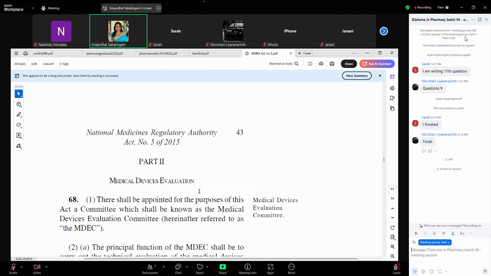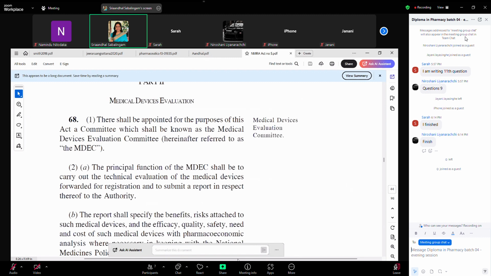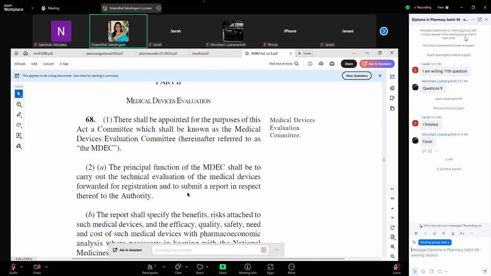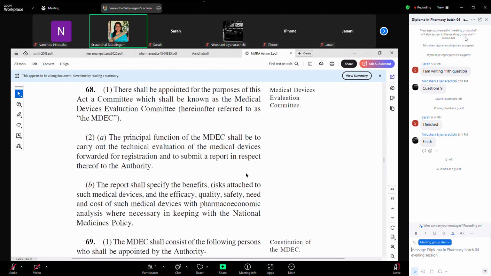So part 2, Medical Devices Evaluation Committee. It shall be appointed and can be known as MDEC. The principal function of MDEC is to carry out the technical evaluation of the medical devices, right?